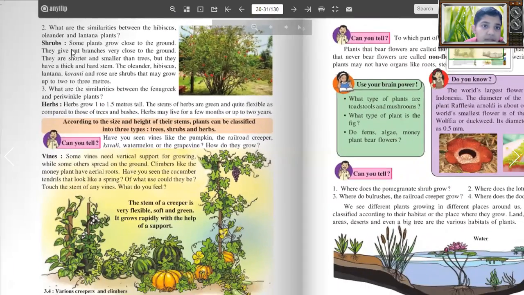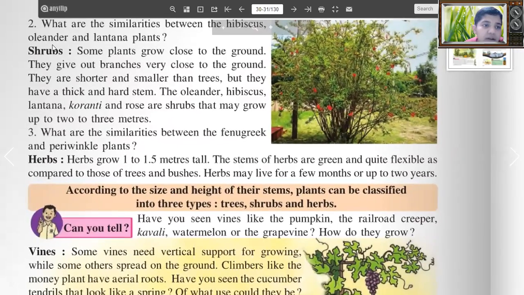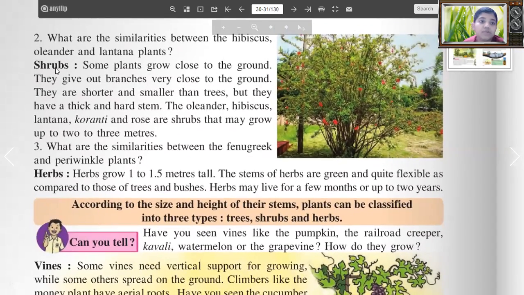What are the similarities between the hibiscus, oleander, and lantana plant? Shrubs. Some plants grow close to the ground. They give out branches very close to the ground. They are shorter and smaller than trees, but they have a thick and hard stem. The oleander, hibiscus, lantana, and rose are shrubs that may grow up to 2 to 3 meters.